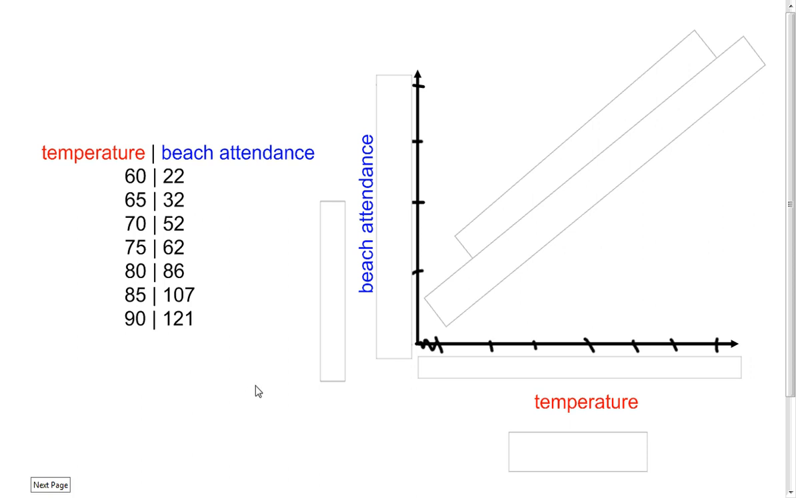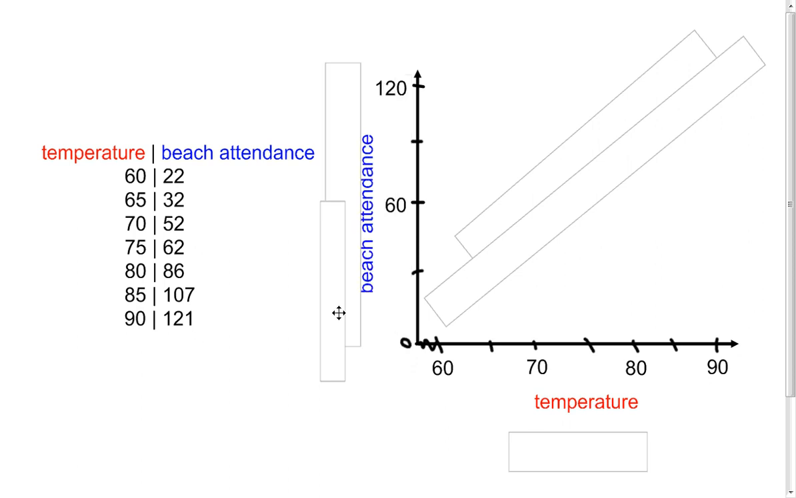So first we want to go ahead and set our axes. Now I divided these up already. On the temperature side, since it starts all the way up at 60, I put a break in my graph and started labeling at 60, 70, 80, 90. And on the beach attendance, it gets pretty close to 0 and goes all the way up to 120, so I labeled from 0 to 120.